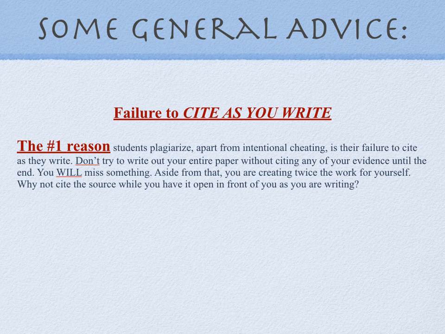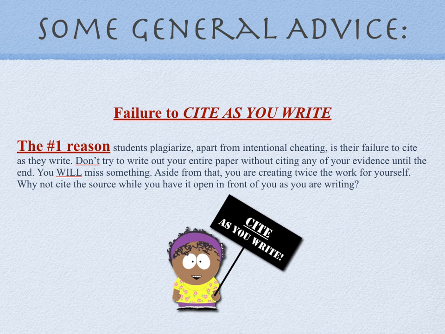If you get called for plagiarism, you've probably committed the #1 mistake to get there: failure to cite as you write. I've had students bring me a paper without a single quotation mark or parenthetical citation on it, and they say, "I'm going to go back later and put that information in." This will cost you dearly. No matter how much you think you're going to get it all, you will miss something. And when you've got the information right there in front of you while you're writing the paper, why not include it? If you don't, you're making twice the work for yourself. So remember to always cite as you write.